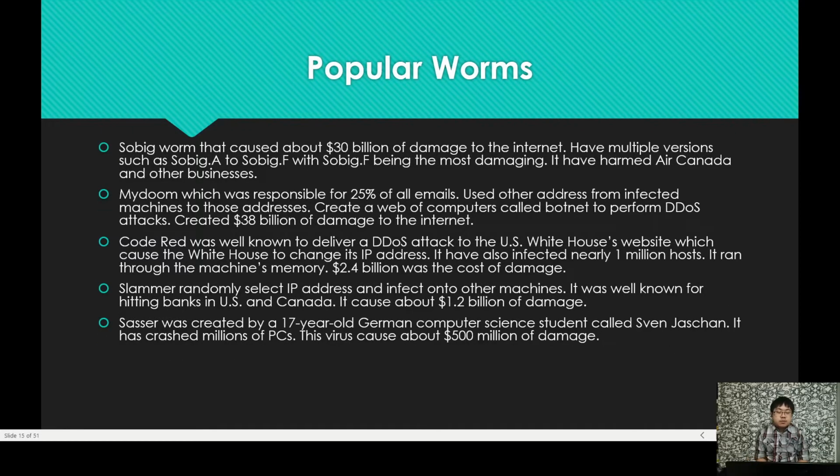Here are some popular worms. SoBig is a worm that cost about $30 billion of damage to the internet. It has multiple versions such as SoBig.A to SoBig.F, with SoBig.F being the most damaging.